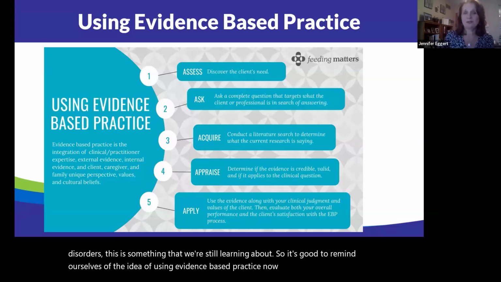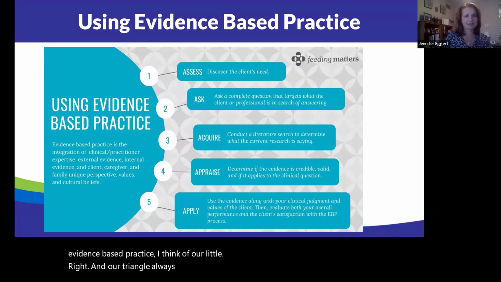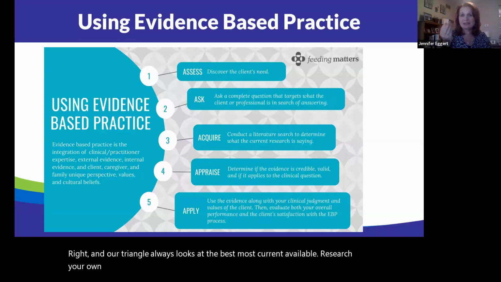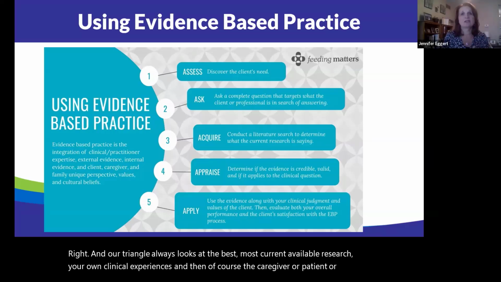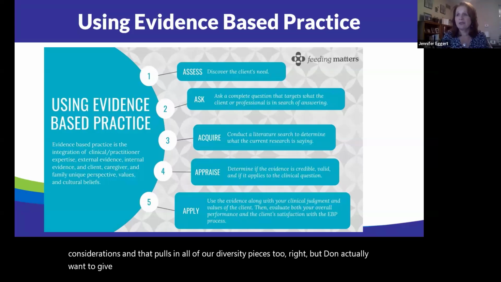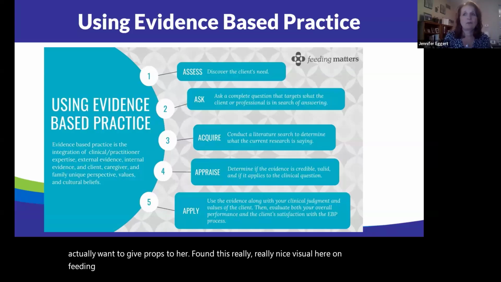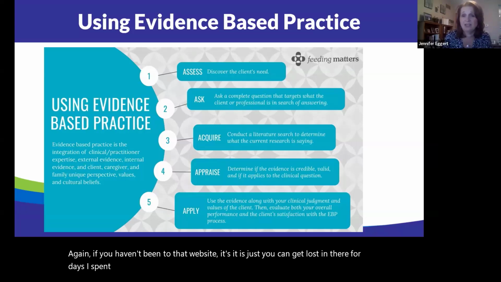Now, when I think of evidence-based practice, I think of our little triangle, right? And our triangle always looks at the best, most current available research, your own clinical experiences, and then, of course, the caregiver or patient or client's considerations, and that pulls in all of our diversity pieces too, right? But Dawn, actually, I want to give props to her, found this really, really nice visual here on Feeding Matters. Again, if you haven't been to that website, you could get lost in there for days. I've spent hours on this website and I've never seen this. So Dawn found something new, which I love.